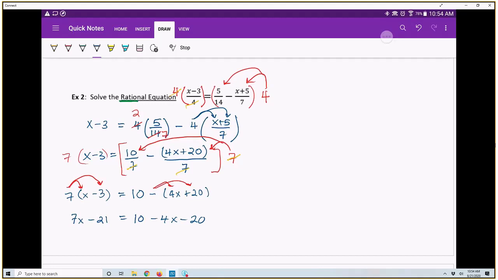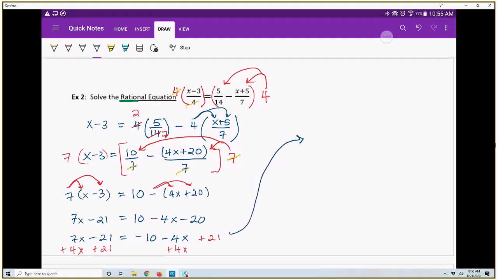I see that I have like terms on the right-hand side. So I keep 7x minus 21 on the left. On the right-hand side, I have 10 and minus 20. So that's minus 10 minus 4x. Okay, now I'm ready to move anything with an x term to one side and anything that's a constant or a number by itself to the other side. So let's add 21 to both sides. And while we're at it, let's go ahead and add 4x to both sides. We could do this in 2 steps, but I'm going to go ahead and do it in 1 step.